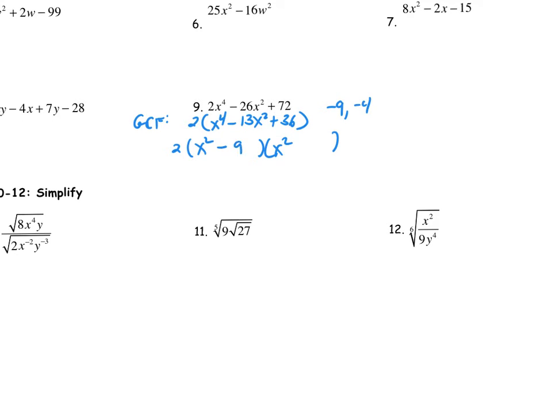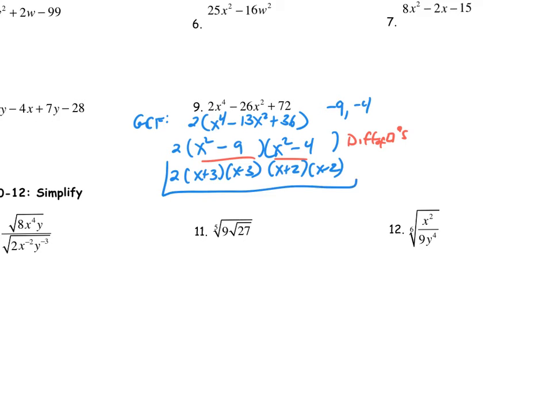So I'm going to have x squared minus 9, x squared minus 4, and then I'm going to see, can I factor those further? x squared minus 9 and x squared minus 4, these are both difference of squares. And so I'm going to factor those further. So x squared minus 9 is going to factor as x plus 3 times x minus 3, and x squared minus 4 is going to factor as x plus 2 times the quantity x minus 2. And that is the complete factorization.